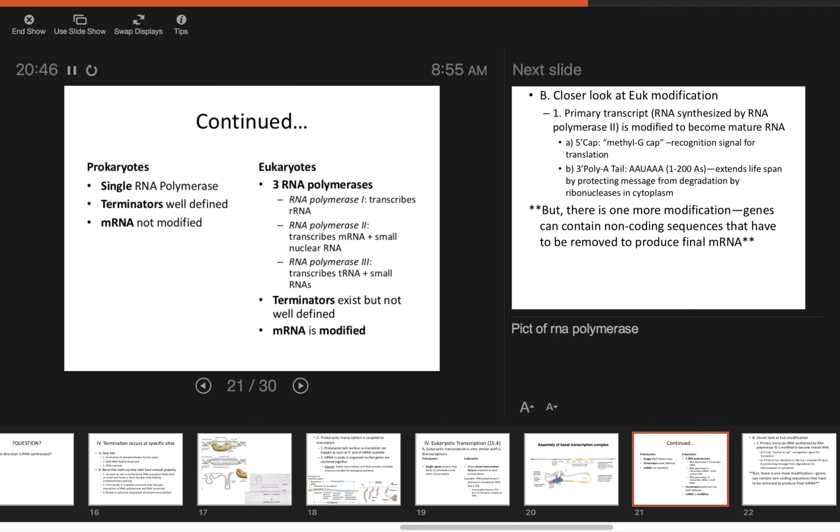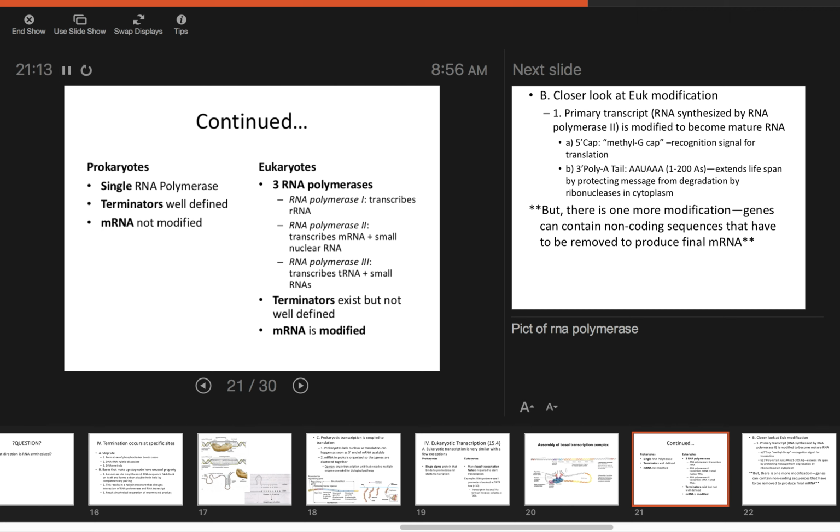Okay, in prokaryotes, terminators are well defined. In eukaryotes, not well defined. And I'll talk a little bit more about that. In prokaryotes, mRNA is not modified. So when they make mRNA, they have their genes ready to go. Gene 1, gene 2, gene 3. They're all clustered. They all work together for a certain job.